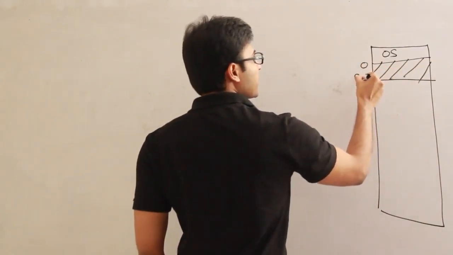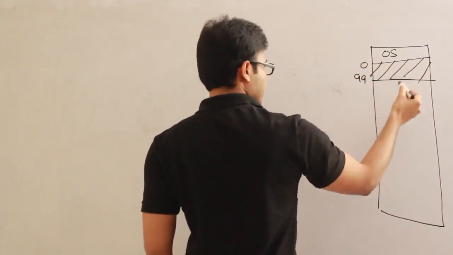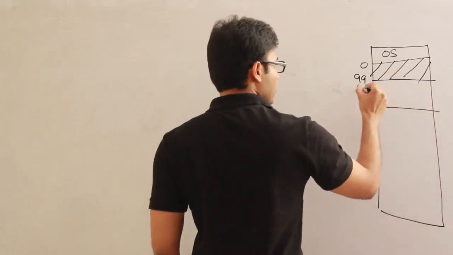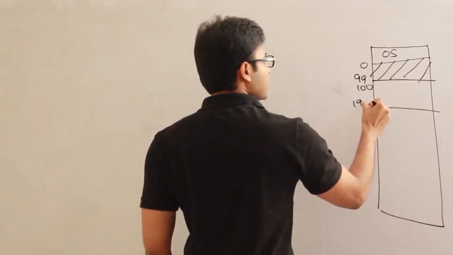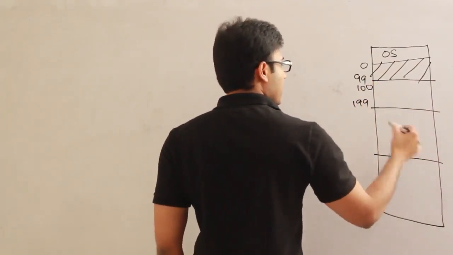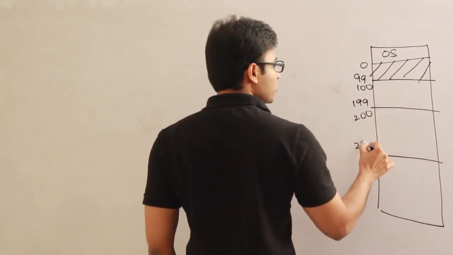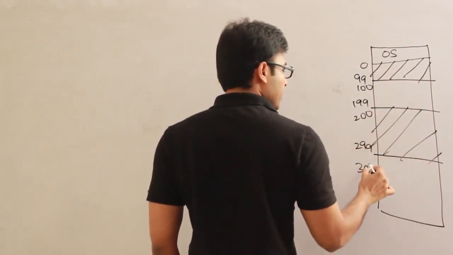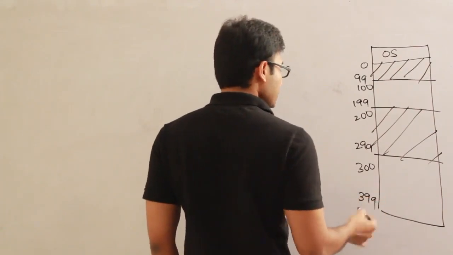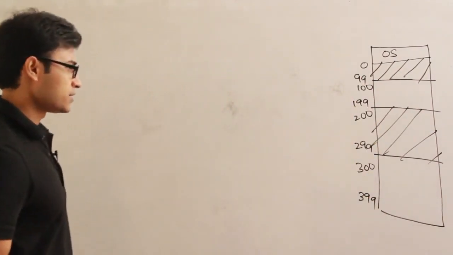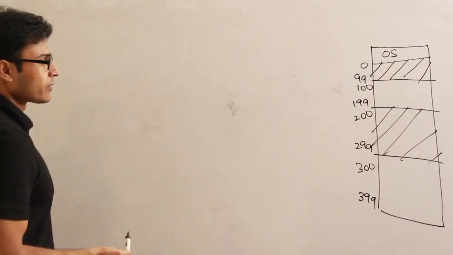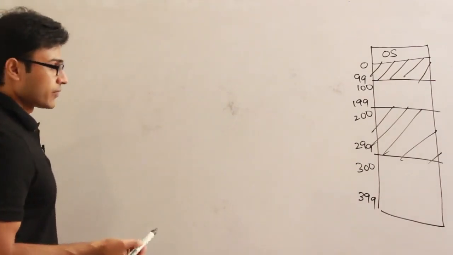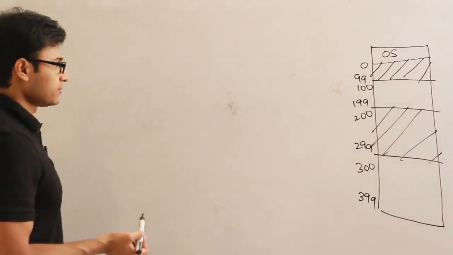From 0 to 99 it is occupied by process, and again from 100 to 199 let's say it is free, and from 200 to 299 it is occupied by a process, and from 300 to 399 is free. See, these numbers are just random numbers, I just picked them to have easy representation. In general these numbers will be very big, from 1k to 2k, something like this.